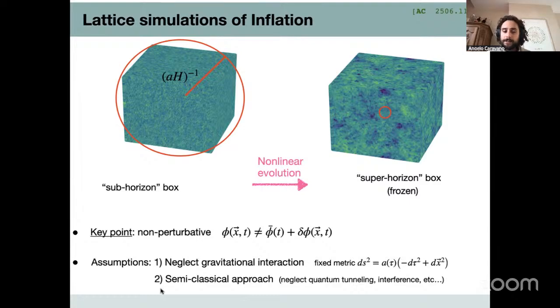So this is a classical simulation with some semi-classical method to generate the initial conditions, which means that if we have some purely quantum phenomenon, like for example quantum tunneling or interference, we're not gonna see it in this simulation.